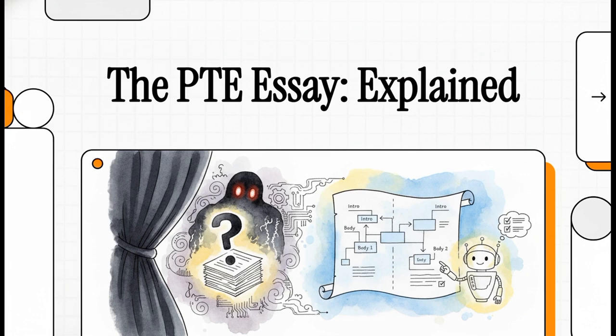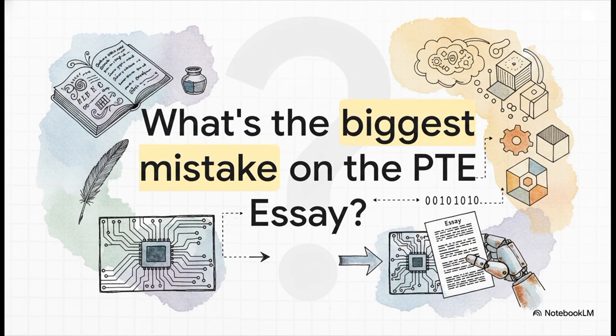Let's dive in. So, let me ask you a question. What's the number one mistake that trips people up on this essay? You might be thinking, oh, it's my grammar, or my vocabulary isn't good enough, or my ideas aren't complex. But the real answer? It's way, way simpler. People are writing for a human teacher, not for a robot. And that's the whole game. The key isn't to write the best essay, it's to write the right essay for the AI.